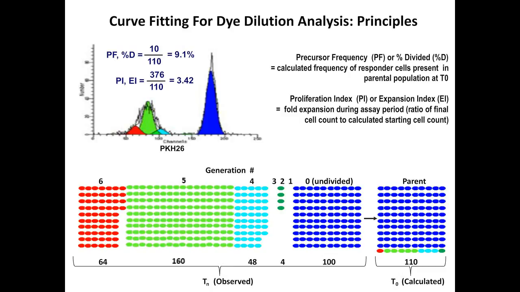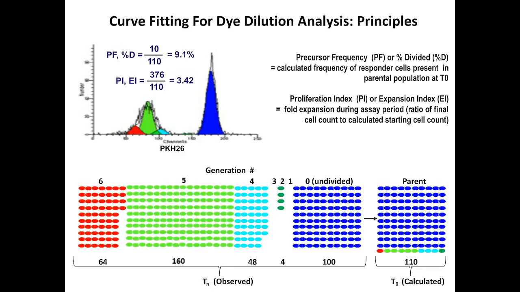The other thing we can calculate is the proliferation index. In this case, it's the total number of events that you see in the final day 7 culture divided by what the theoretical number was when you start off. In this case, that's 376 divided by 110, which is essentially a 3.4-fold increase in the number of cells while they were in culture. And that's essentially equivalent to a stimulation index or certainly a fold expansion.